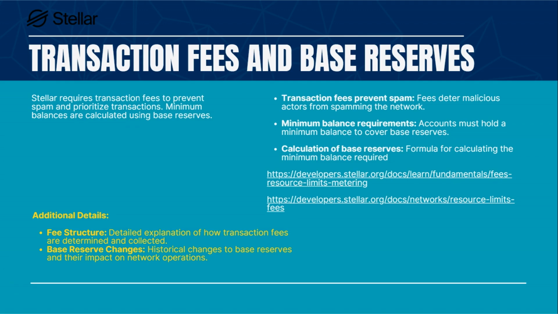Now let's understand how Stellar controls network resources. Stellar uses transaction fees and base reserves. It uses these to prevent spam, to protect network performance, and to ensure fair resource usage.